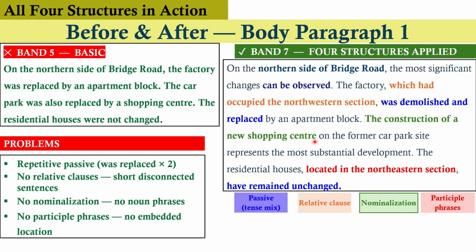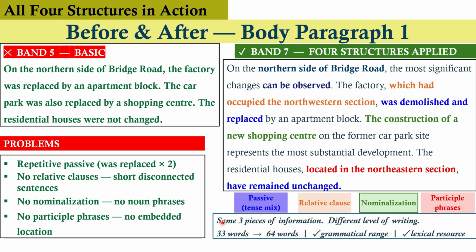Finally, the red highlight shows a participle phrase located in the northeastern section. This adds location information in a concise and natural way without repeating which was located. The Band 7 version is longer, 64 words instead of 33.